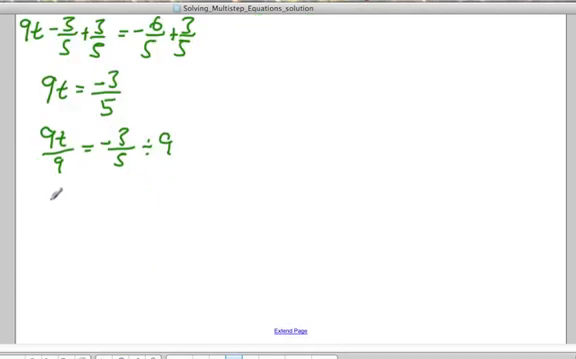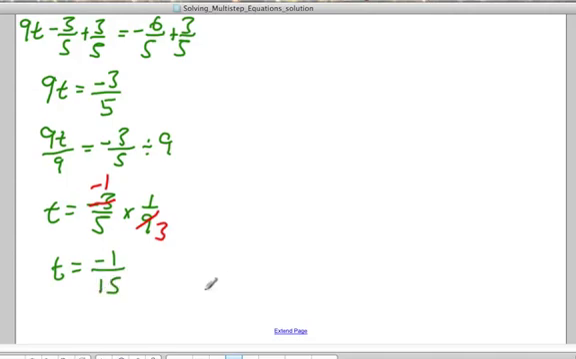And so this is t is equal to negative 3/5 times 1/9. Because division, this is 9 over 1, so we divide by multiplying by the reciprocal. And 3 goes into 9 3 times, and into negative 3, negative 1 times. So now we multiply the numerators, negative 1 times 1. So t is equal to negative 1 over 5 times 3, which is 15. So it's negative 1/15.